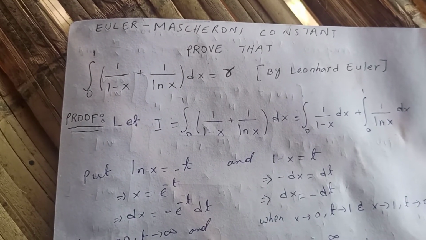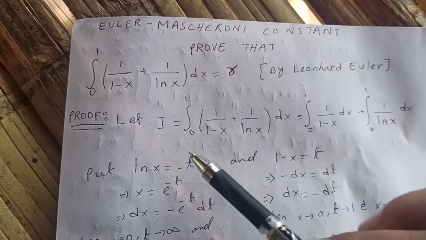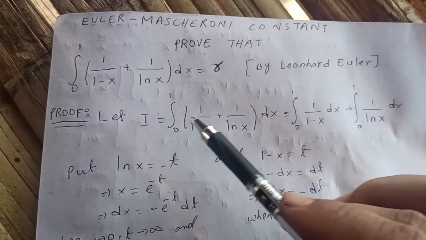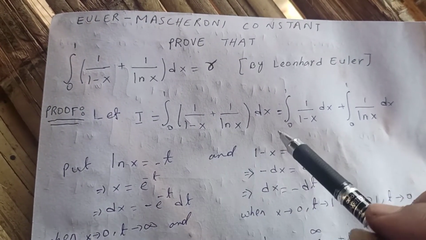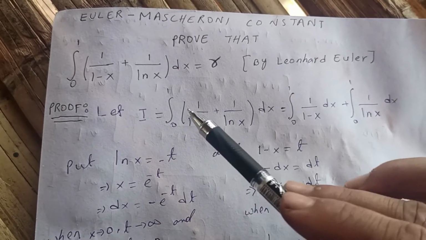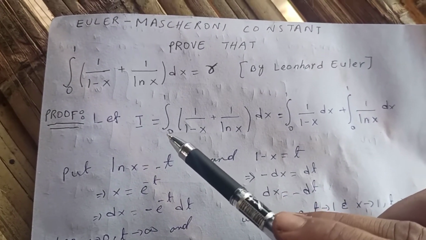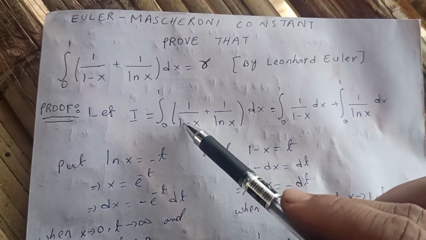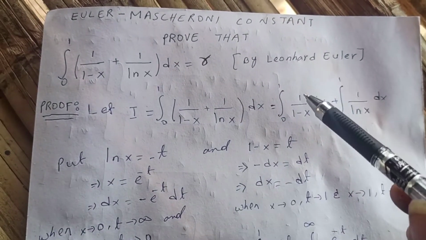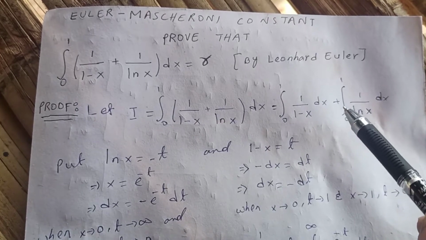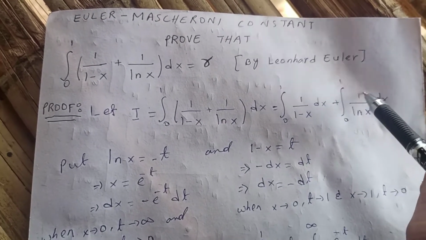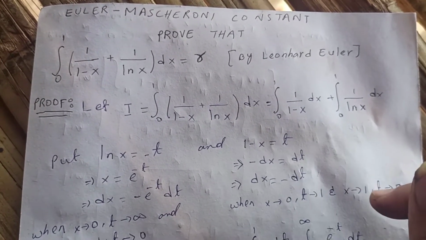Now to prove this, let our integral be I, equal to the integral from 0 to 1 of (1/(1 - x) + 1/ln x) dx. Now we can split the integral sign, which is the integral from 0 to 1 of 1/(1 - x) dx plus the integral from 0 to 1 of 1/ln x dx.